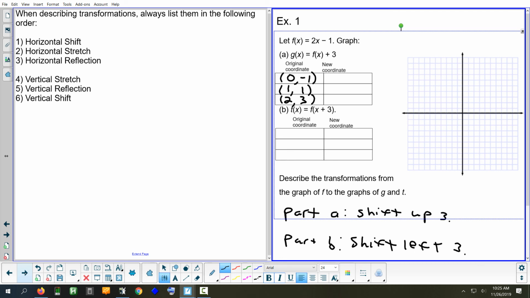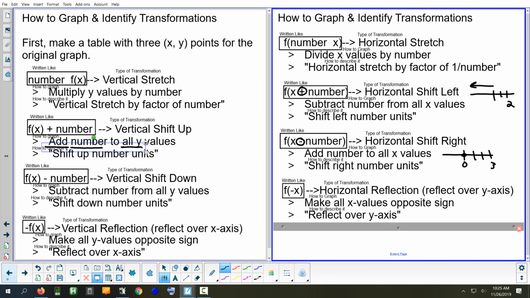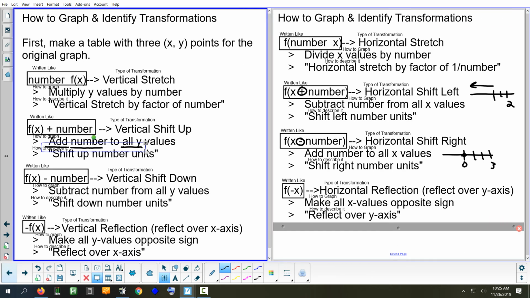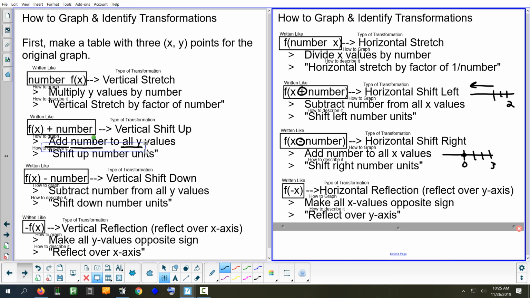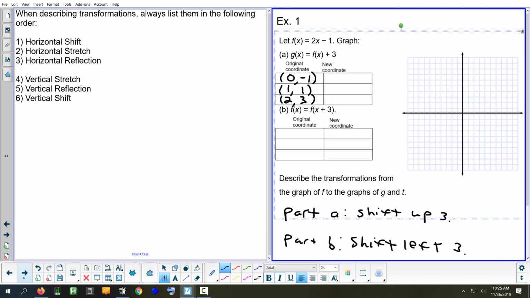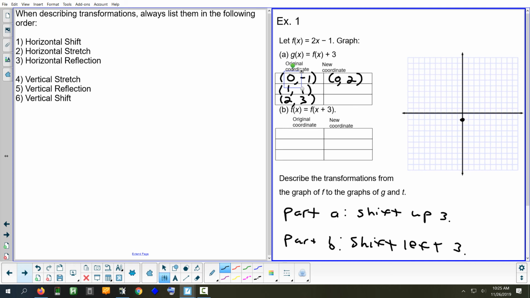Part A, we shift up 3. 3 is what we shifted by. So if we go back in the notes, it says to add the number to the y values. We shifted 3. So what would be this coordinate if you shifted it up 3? Think of where this coordinate would end up. James? 0, 2. Perfect. That's what they were looking for, that you know how to shift the coordinate up 3.